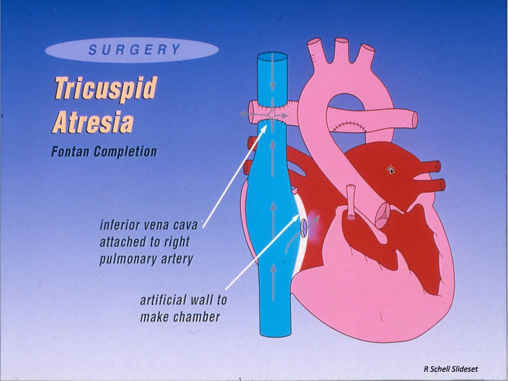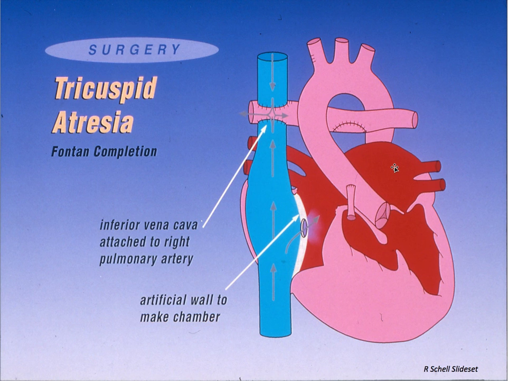Fontan completion for a single ventricle is represented here, in that now not only is the superior vena cava connected to the pulmonary artery directly, but the IVC is connected to the pulmonary artery directly. And so all venous blood is going into the pulmonary artery, and then pulmonary artery blood that becomes oxygenated comes into the pulmonary veins to the left atrium, out the left ventricle to the body, oxygenated state, and this patient should have a normal saturation or near normal saturation.